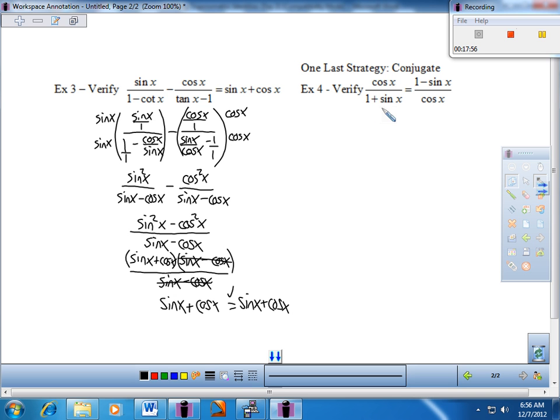And then after I show it to you, maybe you can run with it and finish up this. I like this one. This is an interesting one. Cosine over 1 plus sine is actually the same as 1 minus sine over cosine.